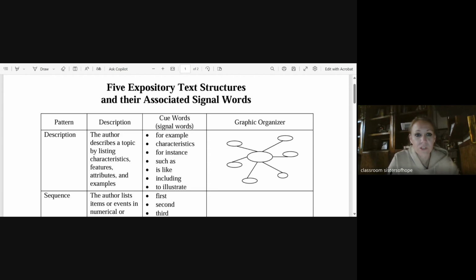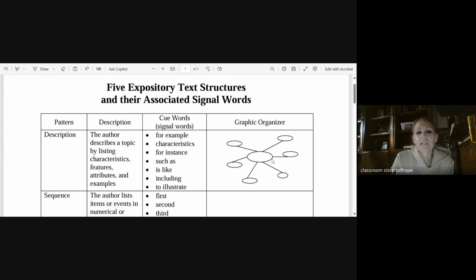So this handout shows that there are 5 different text structures, and it gives you the signal words that go along with it. Let me change screens real quick. The first one is description, and that means it's describing something. The author describes a topic by listing characteristics, features, attributes, and examples. It's just telling you about it. Some keywords for that are going to be, for example, characteristics, for instance, such as, is like, including, to illustrate. It's just telling more information about something.